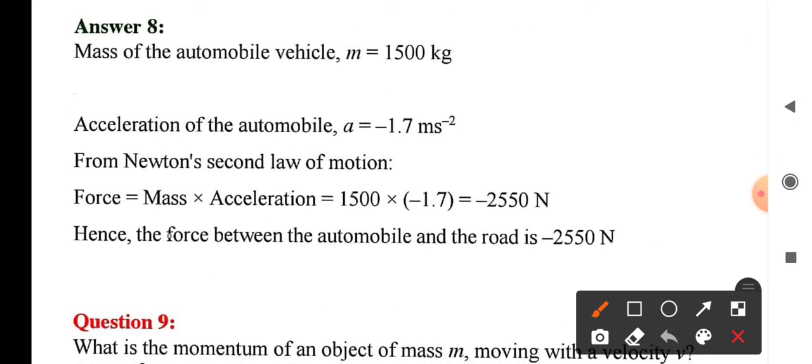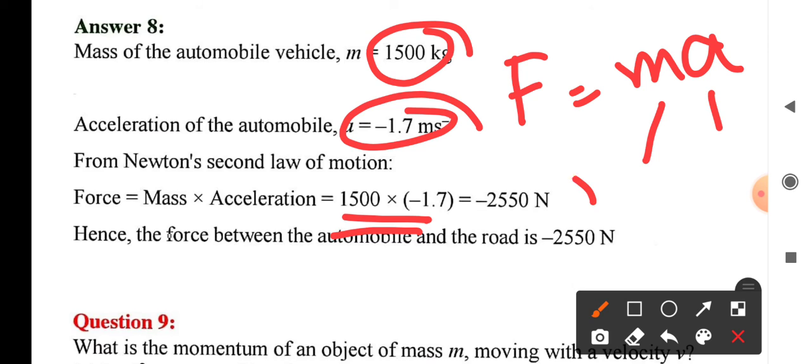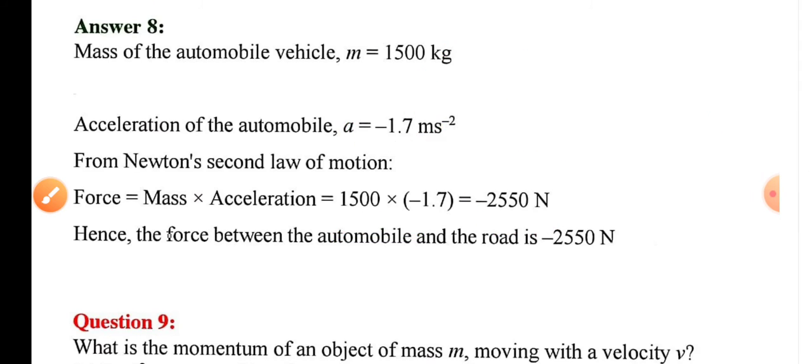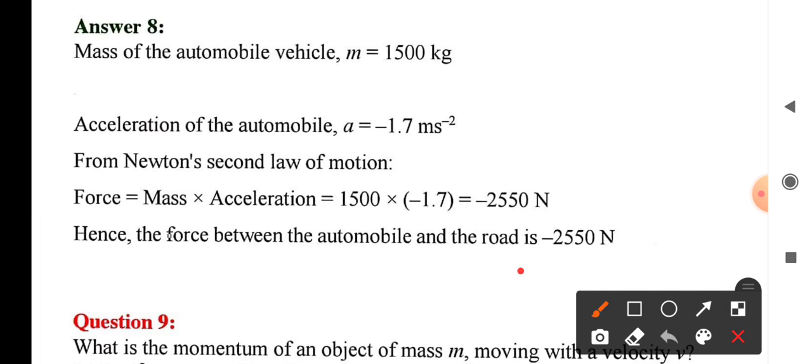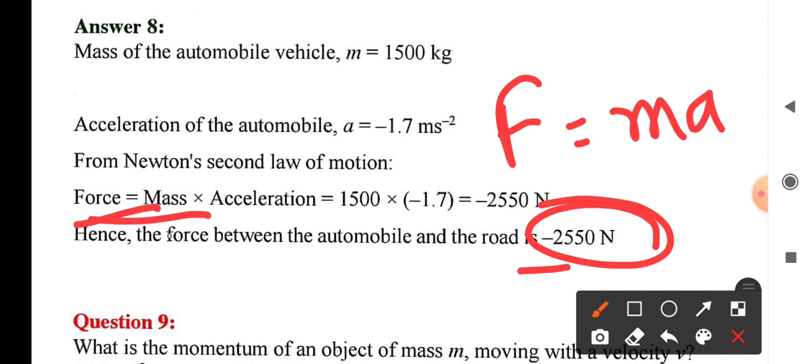Okay, so we already knew force equal to mass into acceleration. So mass we got 1500 and acceleration is this, therefore put these values, we will get this one. Okay, so F equal to, we got minus 2250 Newton. Okay, just apply the formula F equal to m into a, and both mass and acceleration, the values of mass and acceleration is given in question.